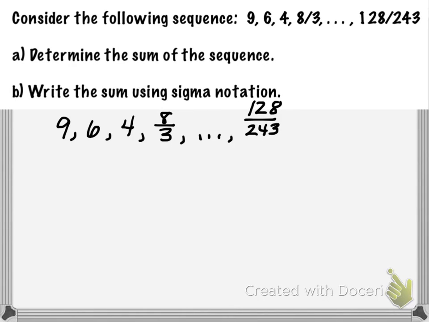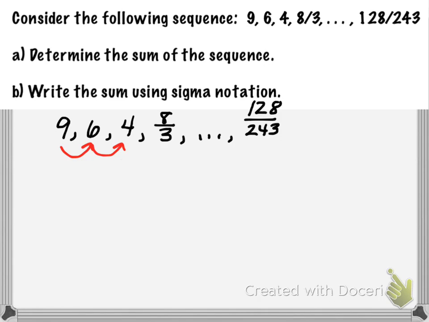In this problem, we are given a sequence of numbers and we want to determine the sum of this sequence. So first, we need to determine the pattern. You'll notice that going from 9 to 6 causes us to subtract 3, but going from 6 to 4 causes us to subtract 2. So this tells us that this is not an arithmetic sequence because we're not adding or subtracting a constant value.